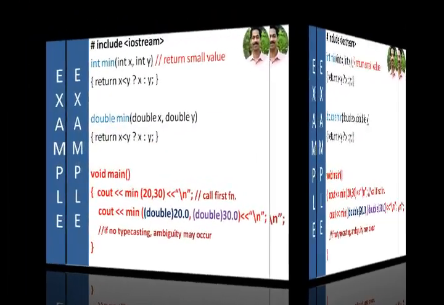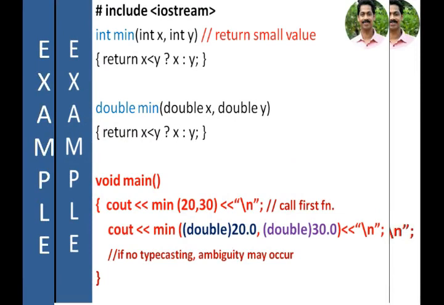This is an example. Here a min function is used to find the smallest value. int min(int x, int y), two parameters are there. The only one statement is return. A conditional statement is used here. If x is less than or equal to y, then return x, otherwise return y. That is the meaning of this conditional statement. If x is greater than y, it will return y.